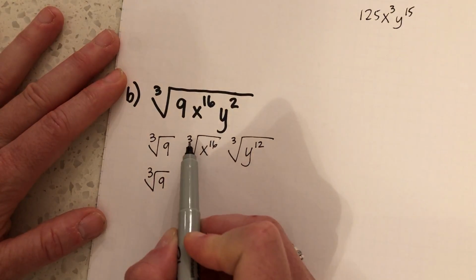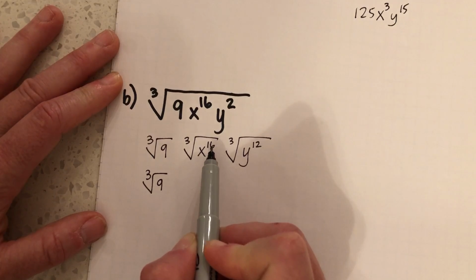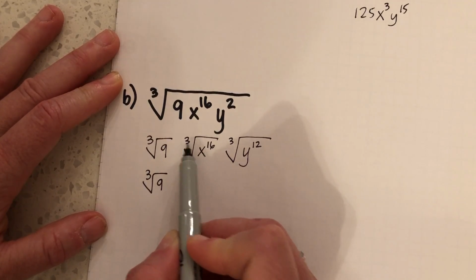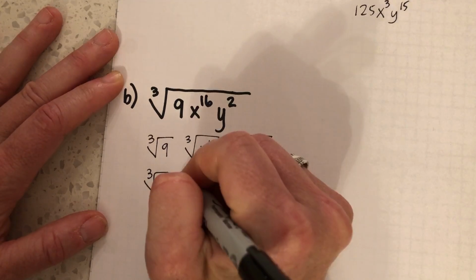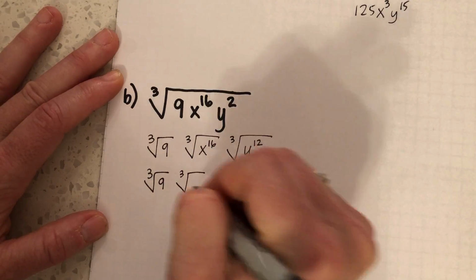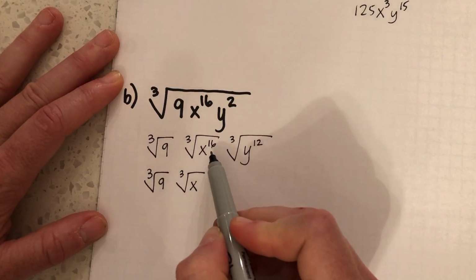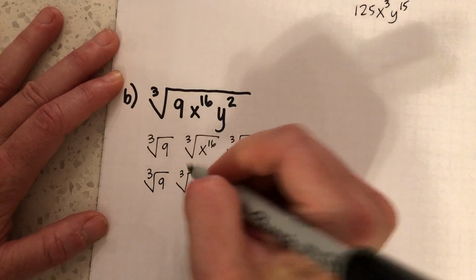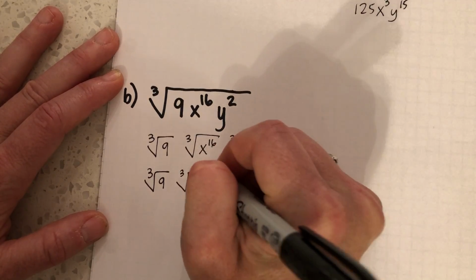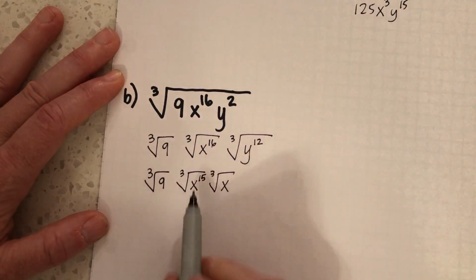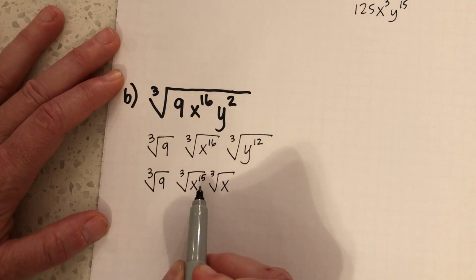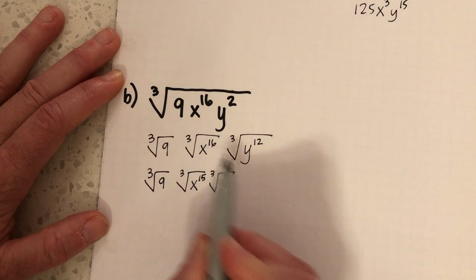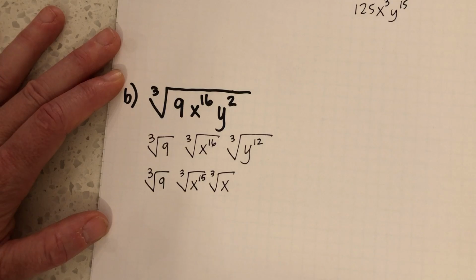All right, the third root of x to the 16th. Does 16 divide by 3? No, so we got to split him. We're going to split him up into the third root of x to the, what's the closest number to 16 without going over that divides by 3? 15. All right, times the third root of how many x's are left over to get back to 16? Well, 15 plus what gets you to 16? 1. So there's 1 x left over.